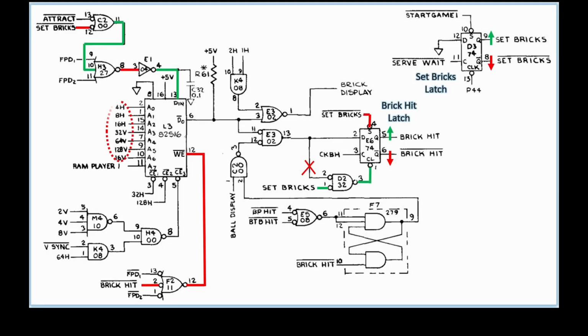Anyway, this setting to 1's cycle continues over and over until the serve button is pressed in release. This raises serve wait and turns off the latch. After that, set bricks stays off and data in goes low until you start the next game.